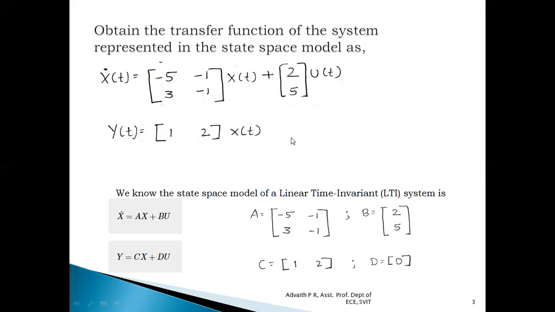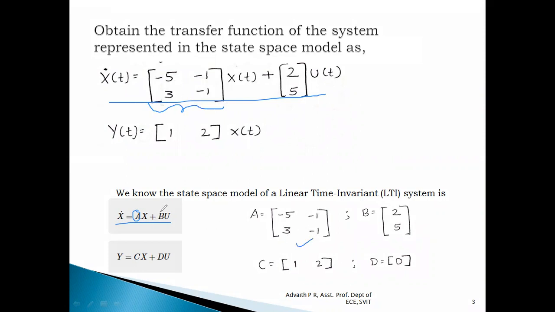So we already know the state space model of a linear time invariant system is given by the expression x dot or dx by dt equals Ax plus Bu, y equals Cx plus Du. So we will compare these two equations with the equation which is given in the problem. In place of A matrix, we have this matrix. So A matrix is -5, -1, 3, -1.